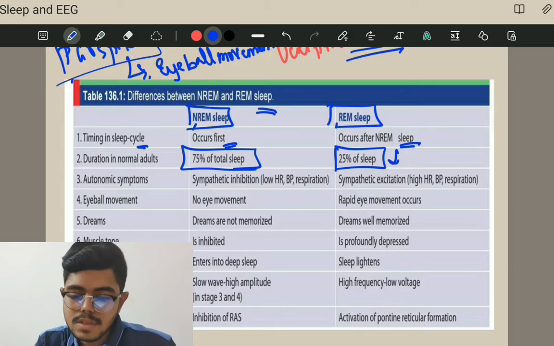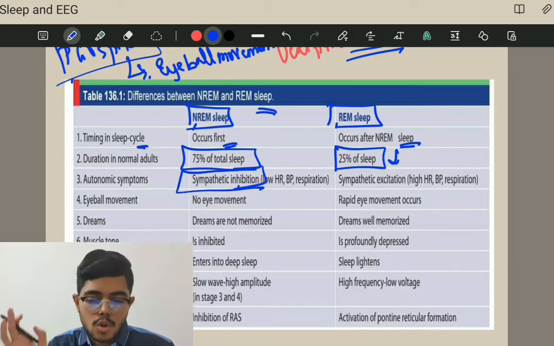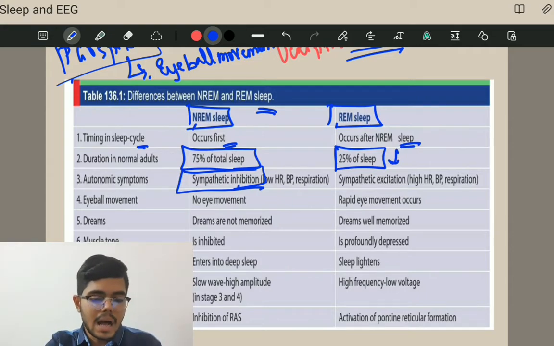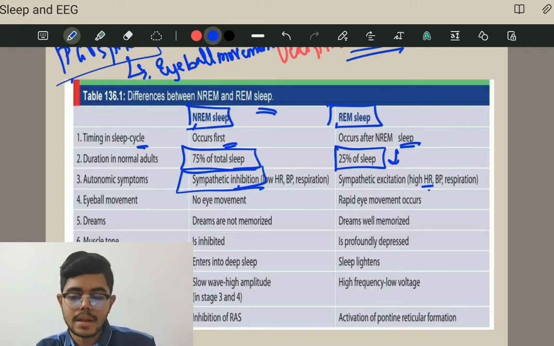Then autonomic symptoms: in NREM we have sympathetic inhibition, where there will be low heart rate, low BP and low respiration. But in REM it will be normal or sometimes there will be high heart rate, BP and respiration.